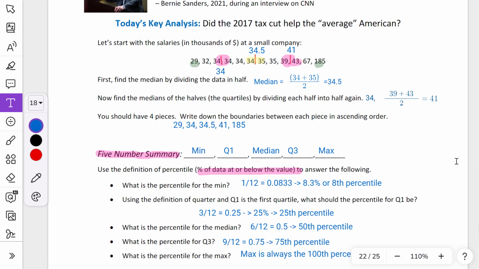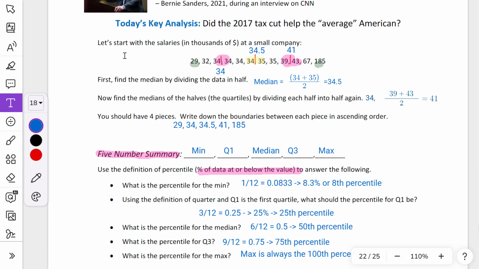So let's start with the salaries. This is the salaries for 8 people. Now, obviously, I've already worked through this, and you can get a link to the work in the Kami so you can copy it down more easily. We have a bunch of salaries, and they ask us to find the median. You find the median by cutting the data in half, which was right here. So there are 8 data points, and I'm sorry, not 8, 12 data points.